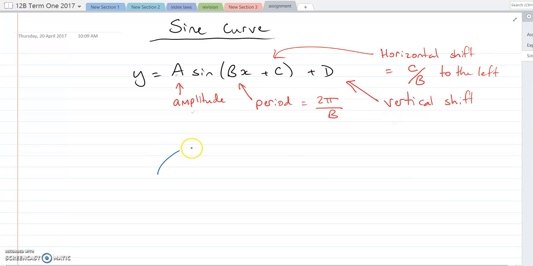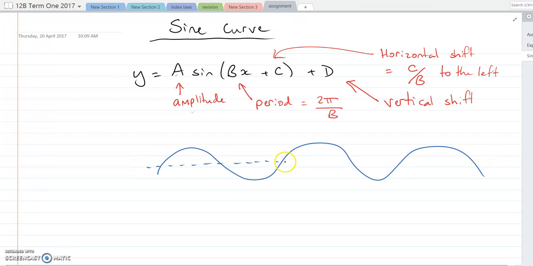Alright, so a sine curve is going to look something like this. It's going to have a middle number here, this middle value, this sort of average value. This is the D, the vertical shift. The vertical shift is this number. Whatever distance this is, that's A, the amplitude.